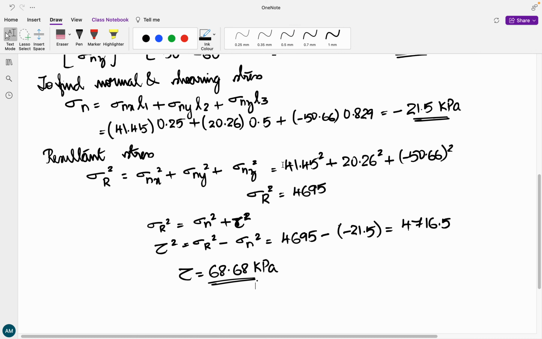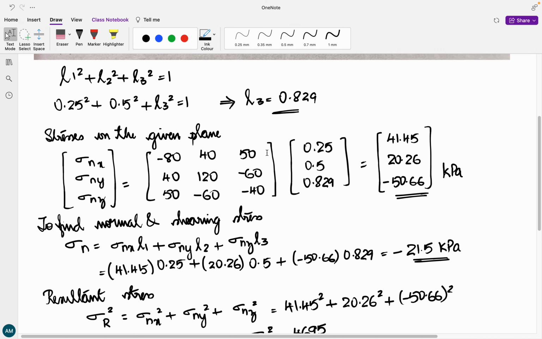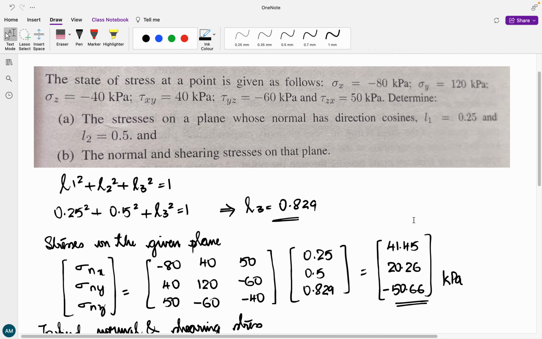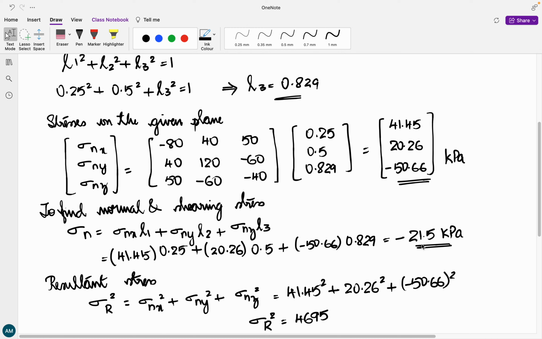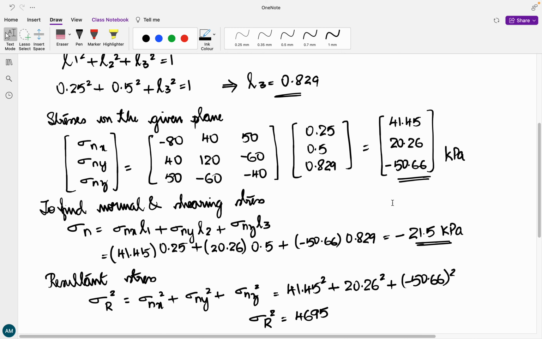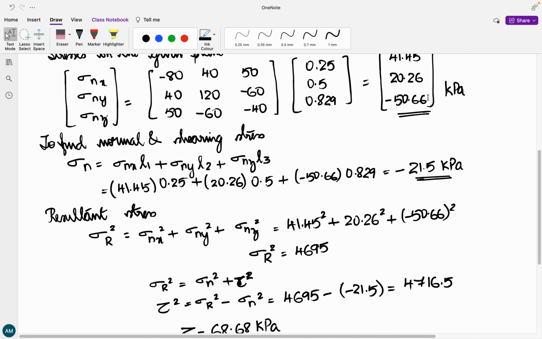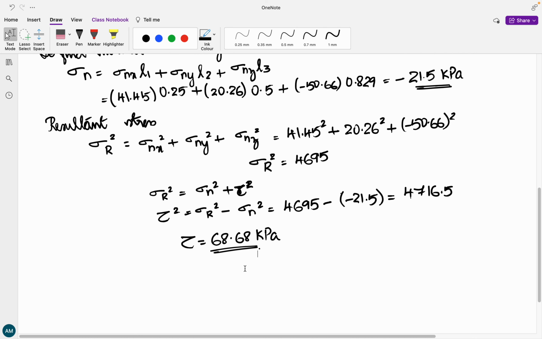So we have found all the given things. First, they have asked us to find stresses on a plane. So these are the stresses on the plane, and then they have asked us to find the normal stress on the plane, and then shear stress. Everything is found.